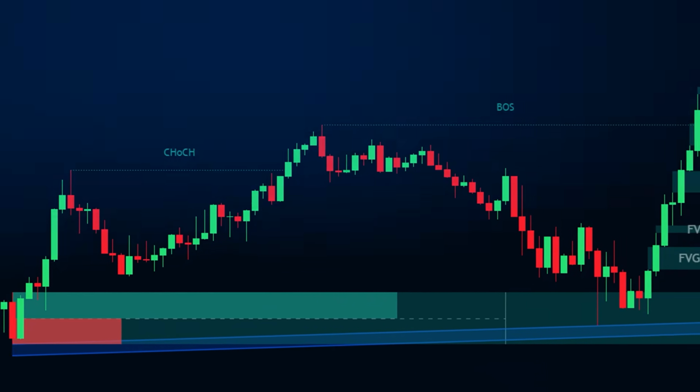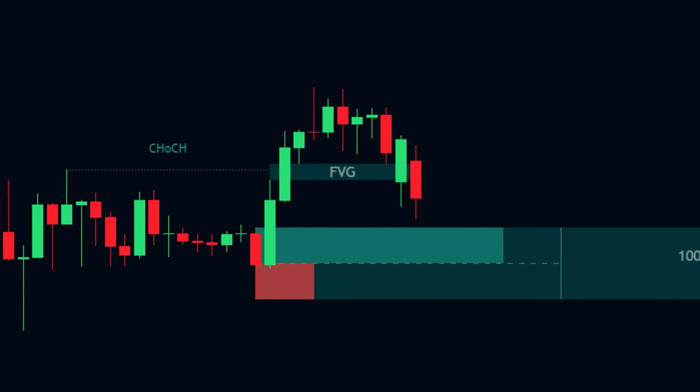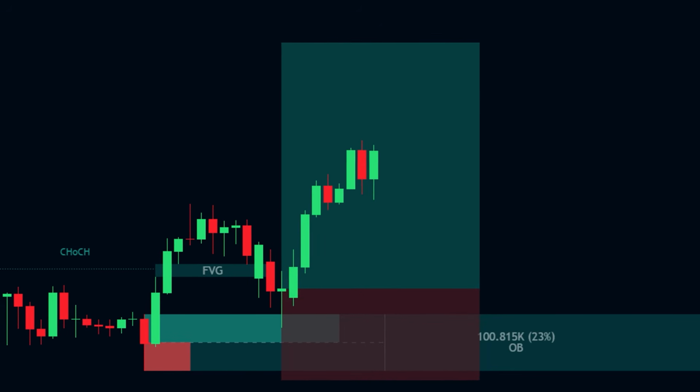Everything in this strategy was spotted using the Price Action Toolkit. It detected the order blocks, confirmed the structure shifts, and highlighted the entries automatically.